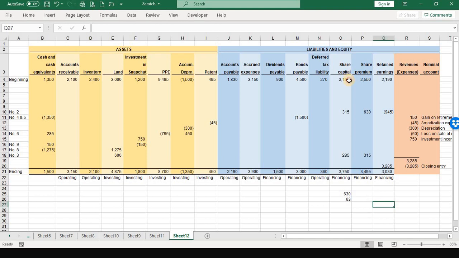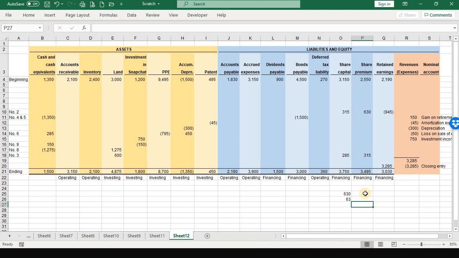Now let's check whether the share capital account will have an ending balance of 3,750. So 3,150 plus 315 plus 285, the total is 3,750, which is also our ending balance. So we're done with the share capital. Let's proceed to share premium.